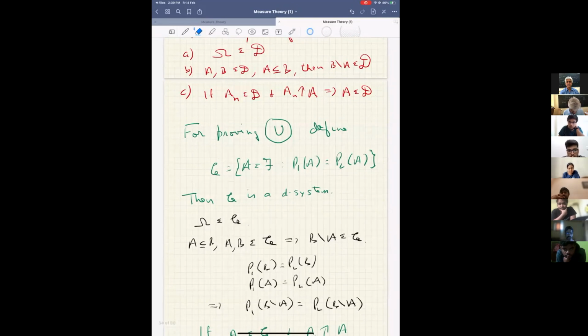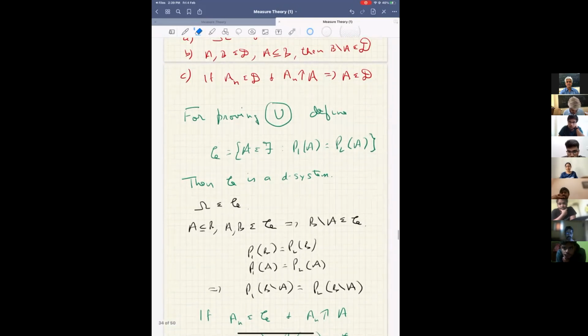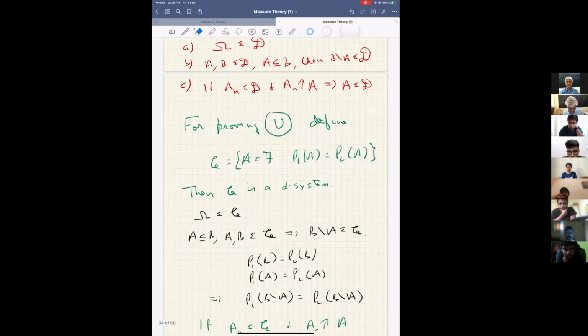right? If A is a subset of B and A and B are in calligraphic C, then clearly B minus A is in the calligraphic C, because P1B is equal to P2B, P1A is equal to P2A, and P1(B minus A) is just P1B minus P1A, P2(B minus A) is P2B minus P2A. So B minus A is certainly in this calligraphic C. So we'll just show basically that this calligraphic C class is a D system.